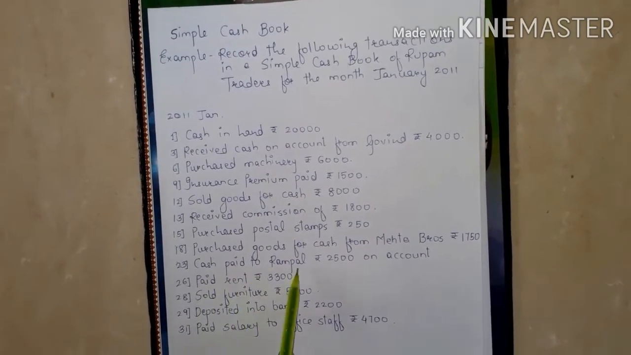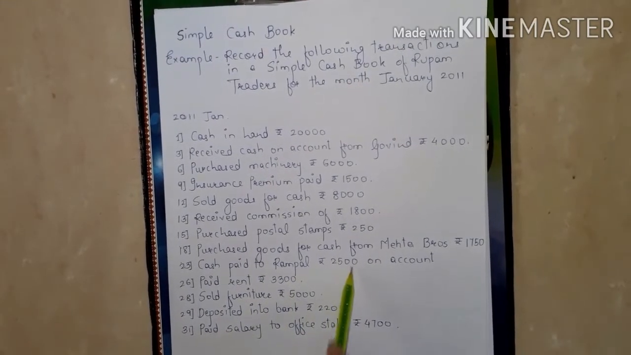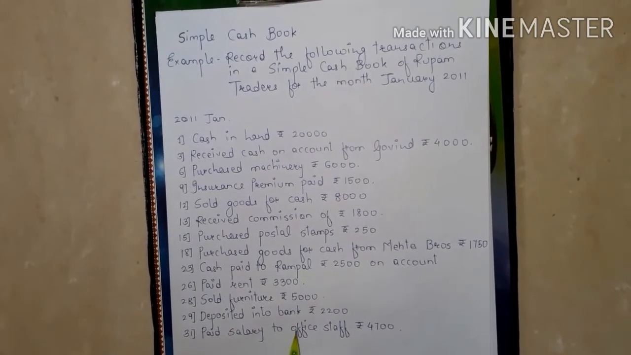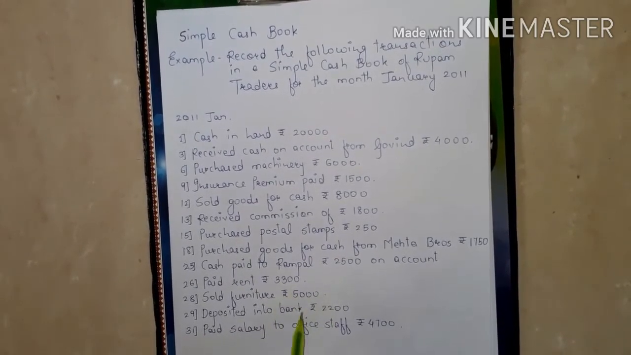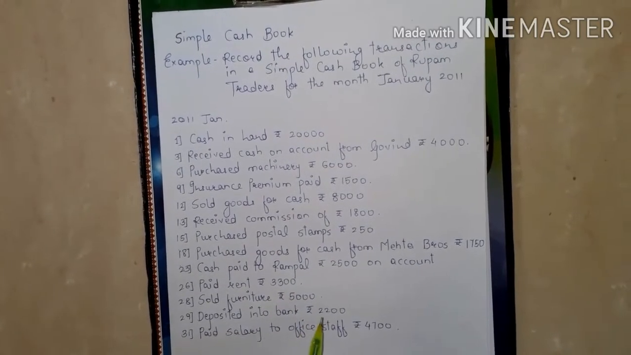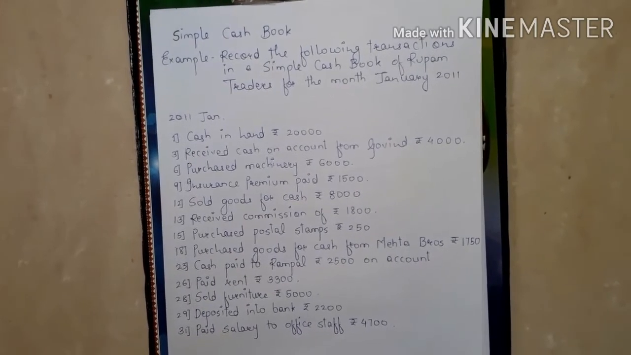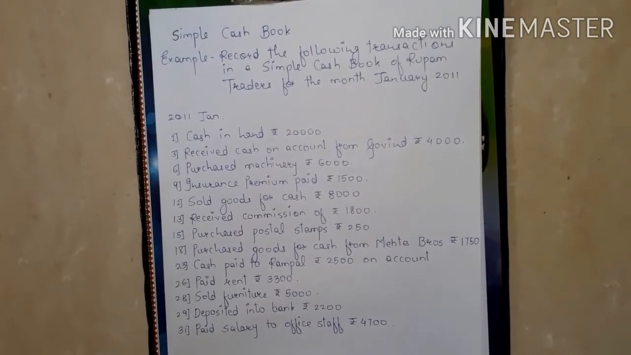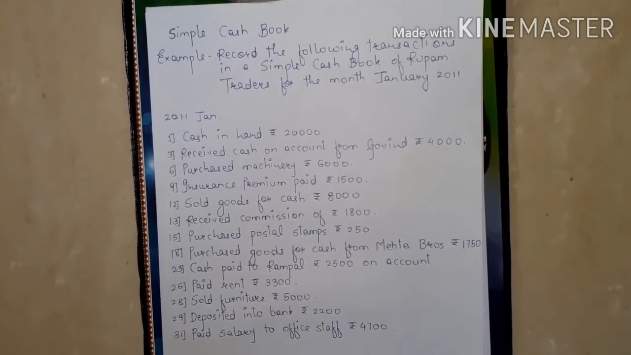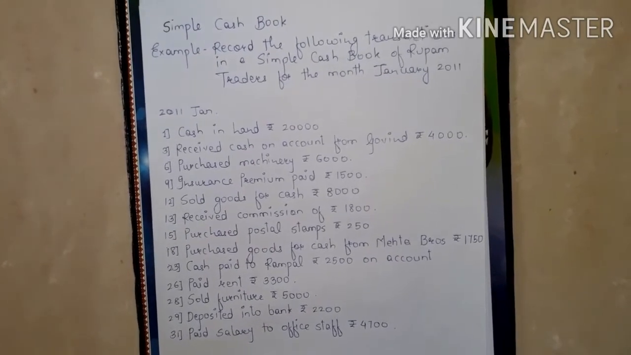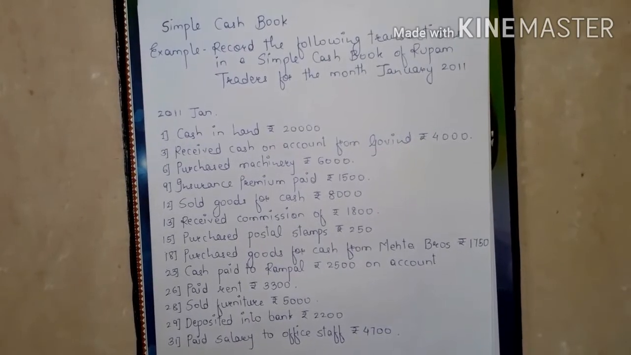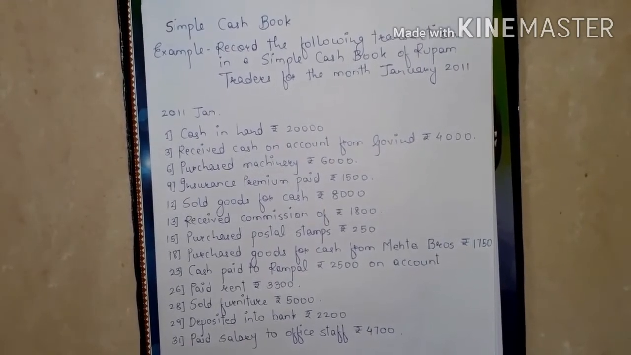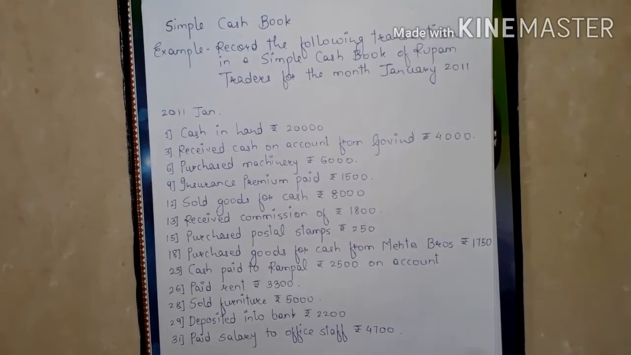Next, cash paid to Rampal rupees 2,500 on account. Again, we have paid an amount of rupees 2,500 to Rampal on account. That is, we have made a partial payment to Rampal for whatever we have purchased from him. So that is called cash paid on account.